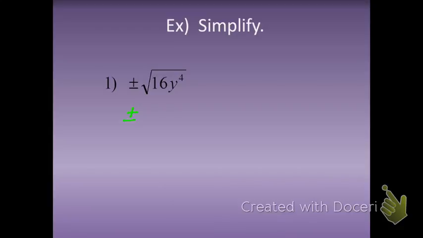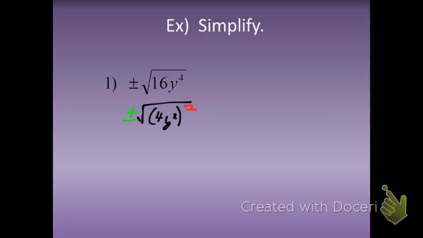What you need to do is rewrite the 16y to the 4th as an expression with a power of 2, because the goal here is to get this radical to cancel out this square power. So you need to rewrite 16y to the 4th as an expression that gets squared. Basically you ask yourself, what squared gives me 16? Well, that'd be 4. What squared gives me y to the 4th? Well, that'd be y squared.